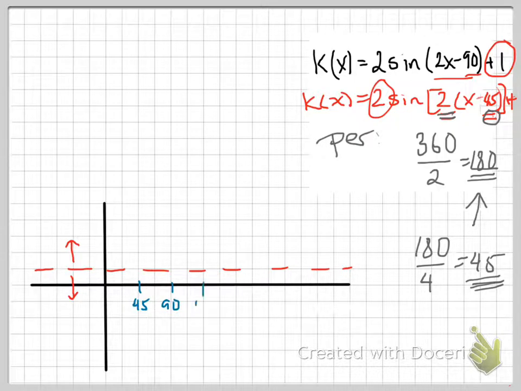So 90, this will be another 45, which puts us at 135, and this will be 180, and if we want the next one, it'll be 225. Okay? Alright, so we're starting our graph 45 units to the right, and a sine graph always starts in the middle, so right there.